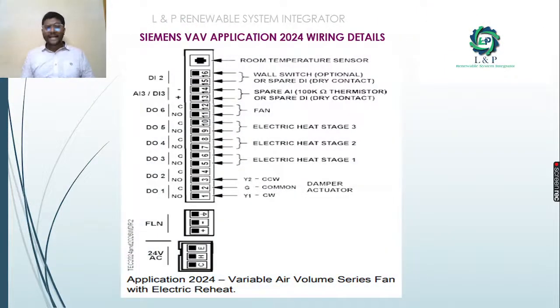So these are the wiring details. This one we already saw in our picture. We have a 24-volt AC connection, and FLN refers to the floor level network for communication purposes. And we have a provision to connect the room temperature sensor, and a provision to connect the damper actuators, that is D01. We can use D02 as well. And for the electrical heat stage 1, 2 and 3 connections, we have the digital output signals D03, 4 and 5. And for the fan control we can go for D06. So the contacts are like a relay, you see NO and common contacts.